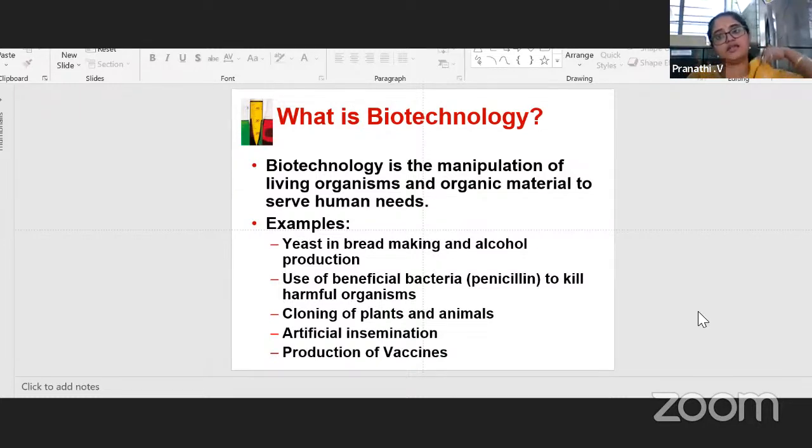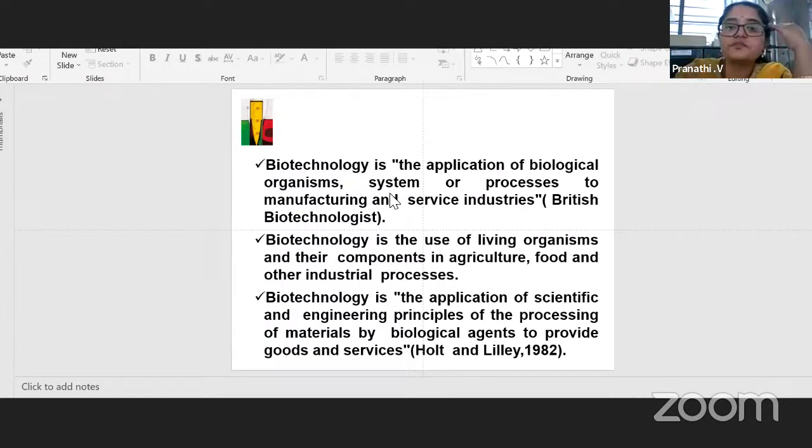At the same time, ages ago in Egypt, yeast was used for making breads and for making alcohol. And we are using different kinds of beneficial organisms which will kill other organisms as such. Your antibiotics, your cloning of plants or artificial insemination, all this is basically biotechnology in scope and applications. So it is the application of biological organisms, systems or processes to manufacturing and service industries. Live organisms, dead organisms, their products and their components are used in agriculture, food, and industry processes. So finally, you can say it is the application of scientific and engineering principles to the processing of materials by biological agents to produce or provide goods and services.